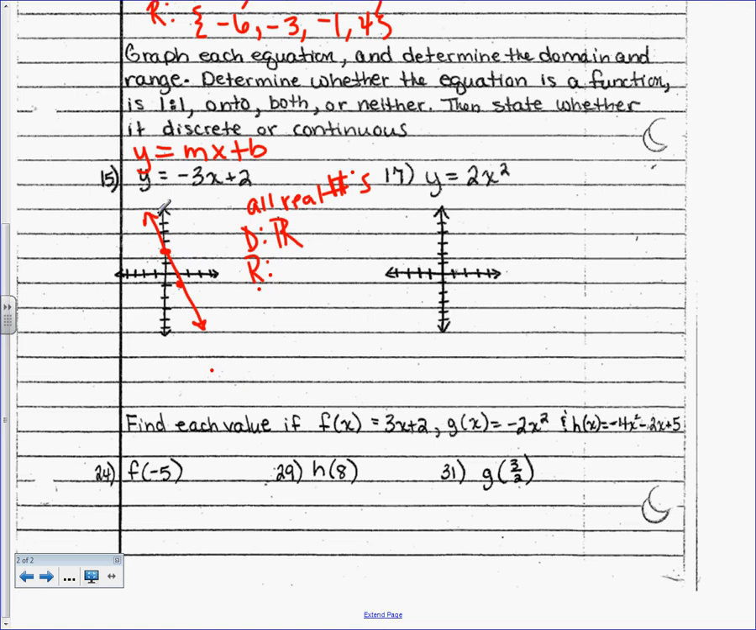So because there's no holes, what I mean is like if you had that, that's a hole, or a gap. So sometimes eventually we're going to get to a graph that looks like this. That's a gap, right? So because nothing weird happens, it's all real.